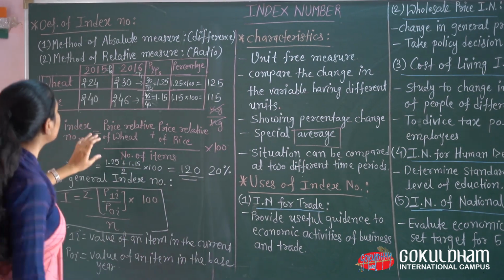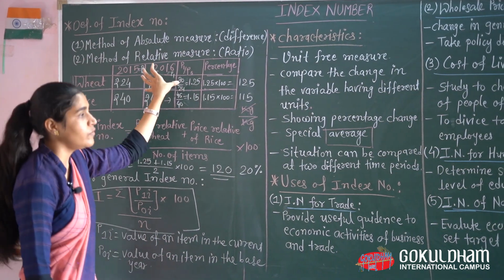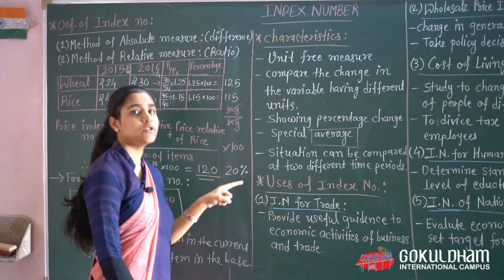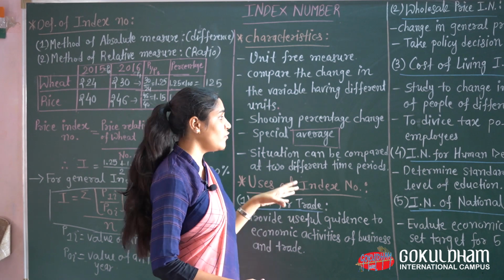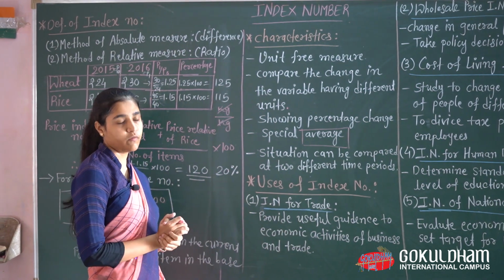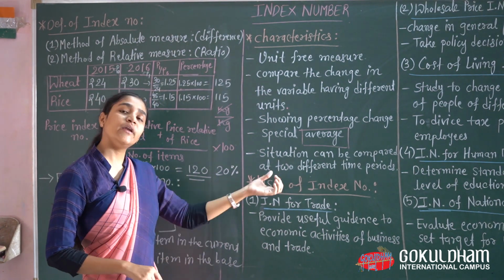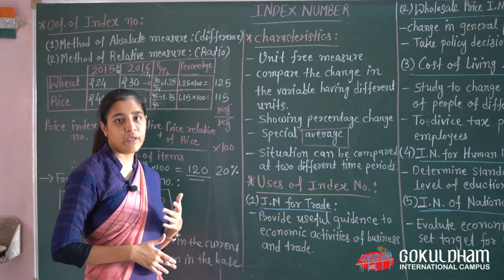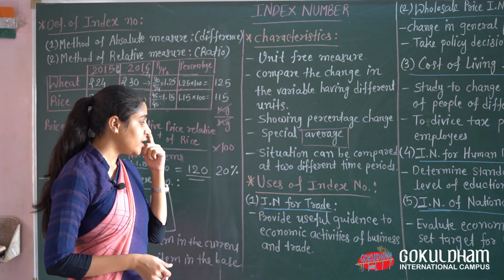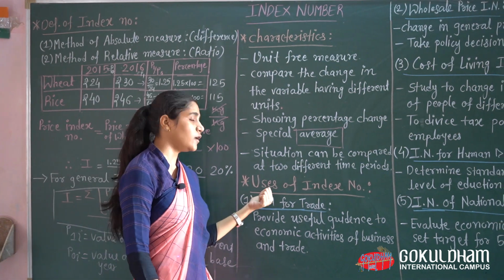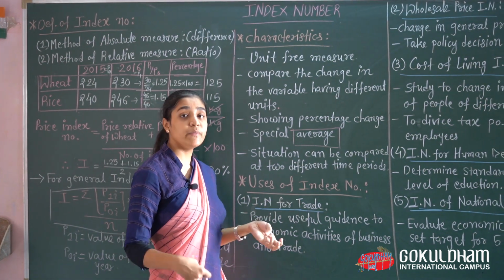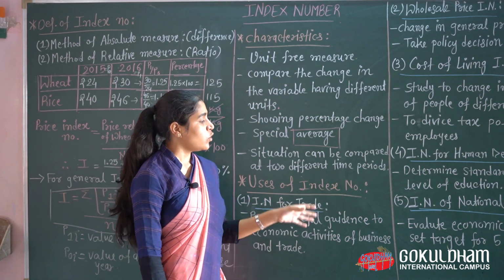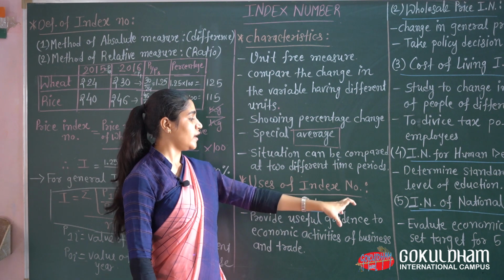For uses of index number, the first use that we all know from our theory is that index number is used for finding the variation in the price of a variable. But it is not limited to that, because index number is also used for economic and social activities. It is used for economic activities, even business activities. So here we have to discuss the uses of index number.